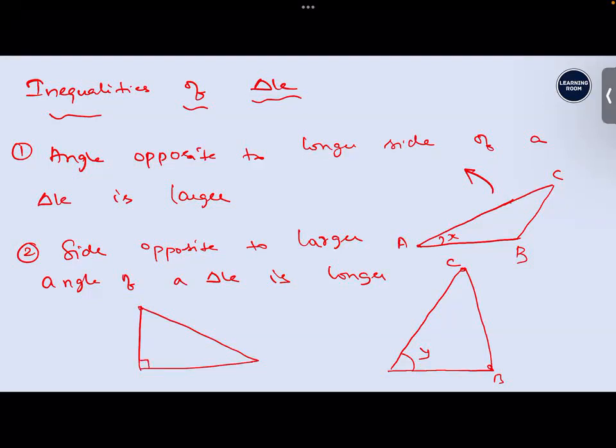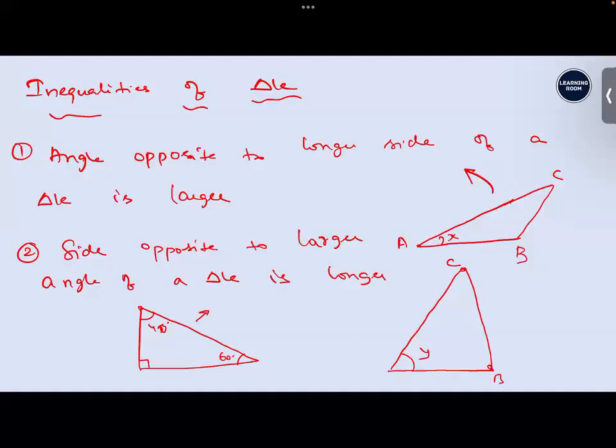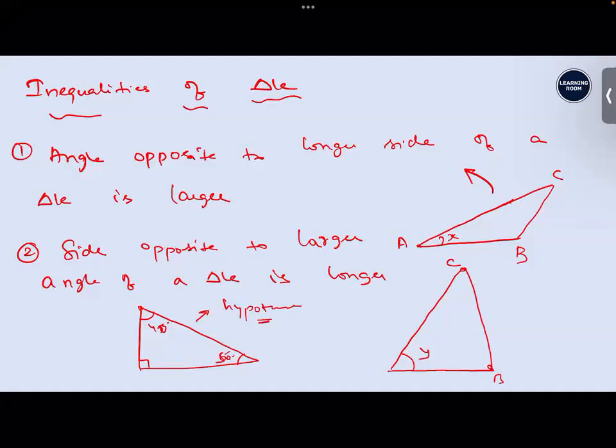If you take a right angle triangle, what is the highest angle you can always have? It is 90, because the other two angles will only be acute. Let me take 40 and 50 for instance. Then the hypotenuse is definitely going to be the longer side. Angle opposite to the longer side of a triangle is larger, so 90 degrees is larger. Similarly, side opposite to the larger angle is longer.